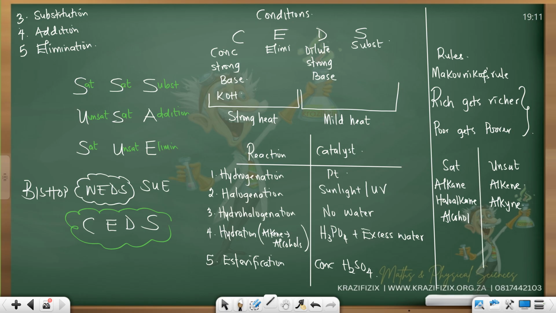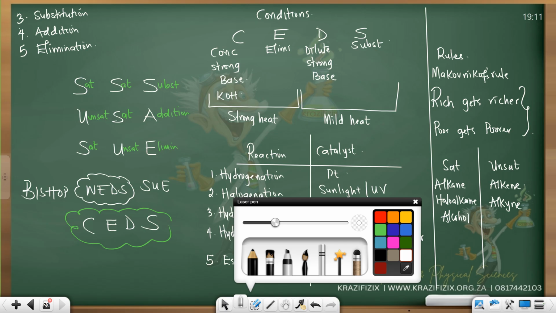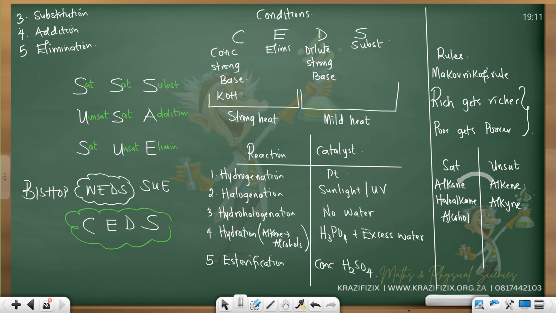So all the reactions are you trying to move from one to the other. Either you move from alkane to alkene, haloalkane to alkene, alcohol to alkene, or you move back, or you move from alkane to haloalkanes, alkane to alcohols, like that. You're just moving. But remember, if it's saturated to saturated, it is substitution.